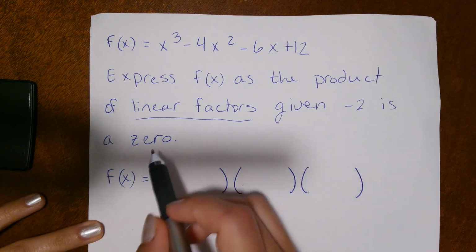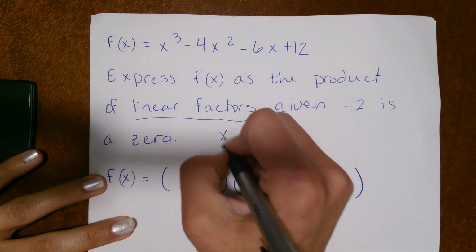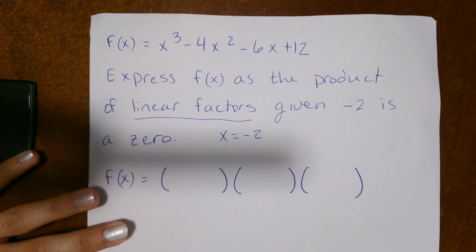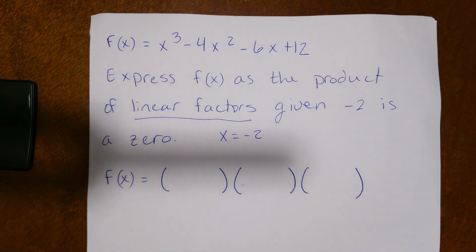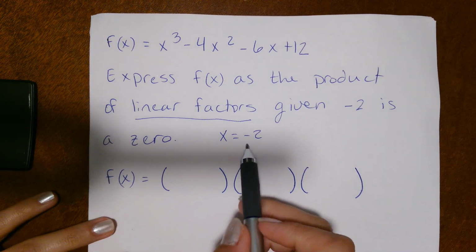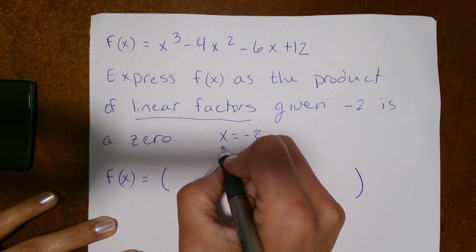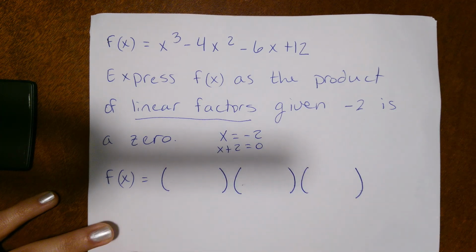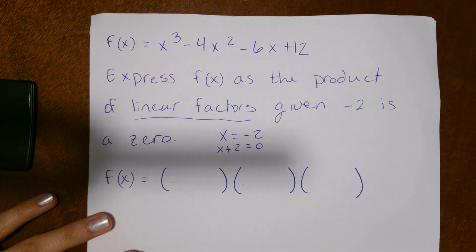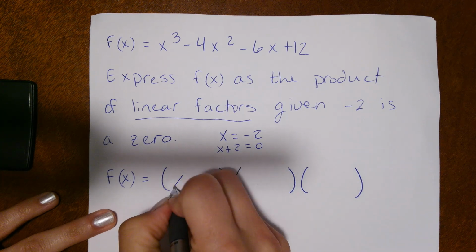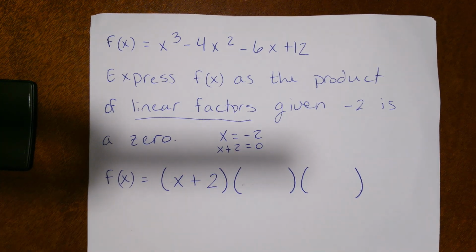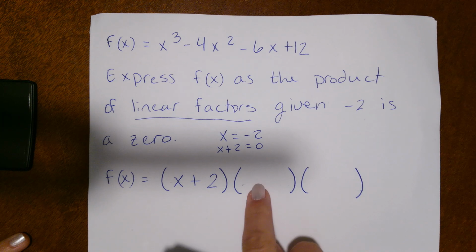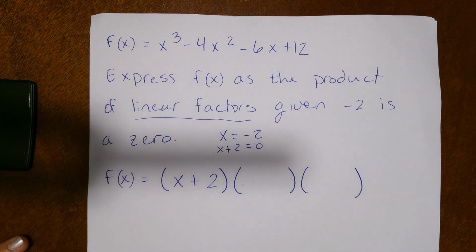So since -2 is a 0, we know that x equals -2 is a 0, and I want to rewrite that as a root. So I just need it to be equal to 0 again. So I'll add 2 to both sides, so I get x plus 2 equals 0. So I turned the 0 into a factor. So I know that one of these factors is x plus 2. Now I just need to work on finding the other two factors.